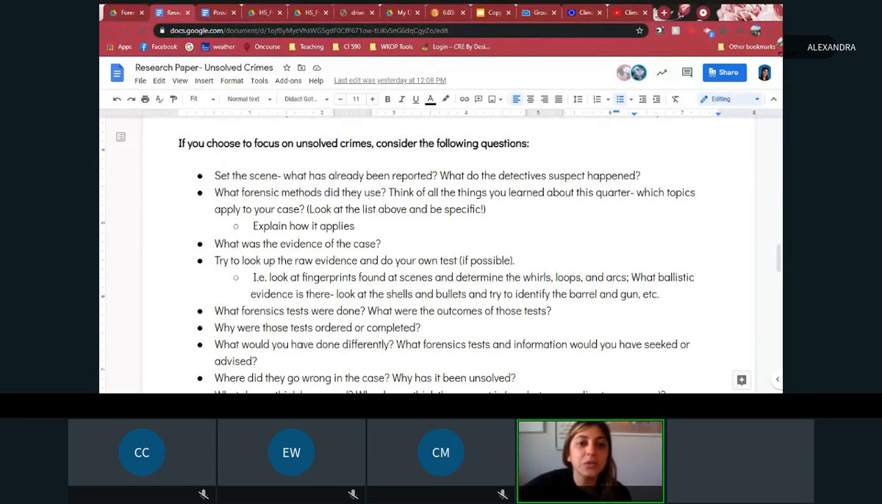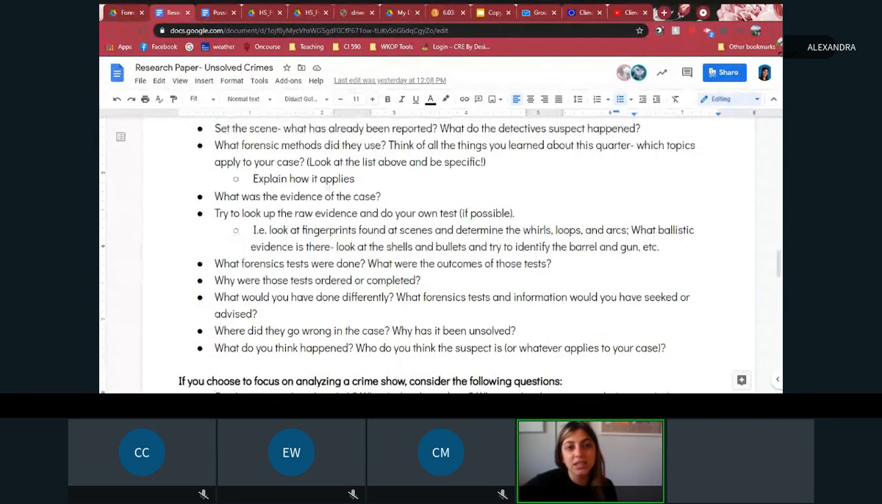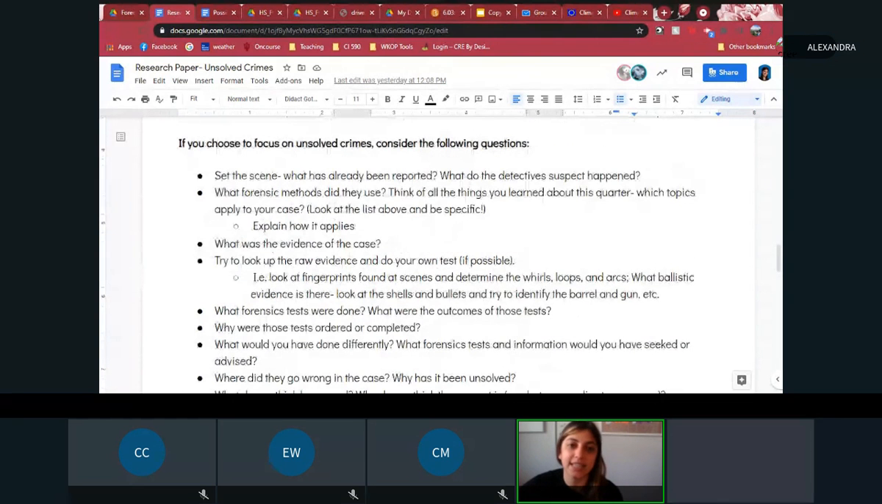But if you choose to focus on unsolved crimes, these are the kind of questions you're going to want to be asking yourself. At a minimum, these should be addressed, but you're not limited to these questions. So you can go above and beyond. If you choose an unsolved crime, you're going to want to set the scene. So what has already been reported? What do the detectives suspect happened? So what's going on? What information did they already find?